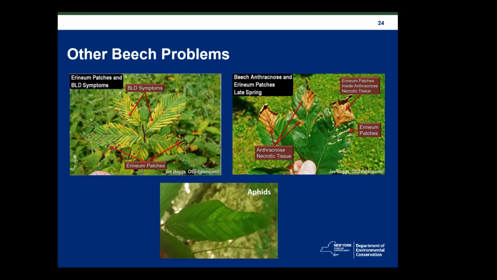Other beech problems you may encounter on beech include erineum patches, aphid damage, and anthracnose. Symptoms are also very variable on these issues and can look very similar to BLD in some cases. Remember, it is always better to report even when unsure, and make sure to get good, clear photos.